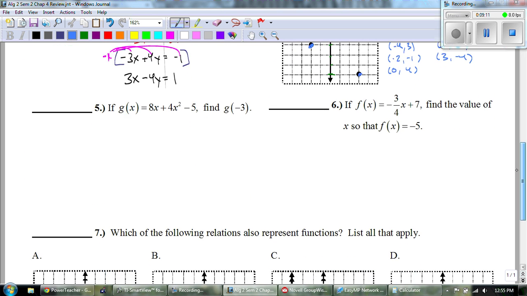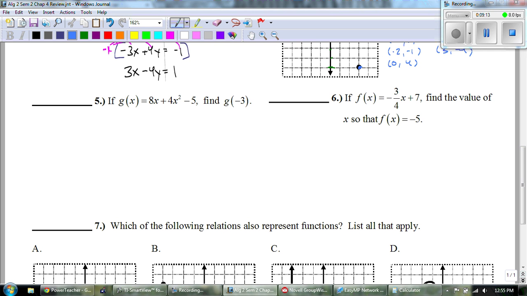All right, number 5. If g of x equals 8x plus 4x squared minus 5, find g of negative 3. So all we have to do is take this negative 3 and substitute it. We're going to plug it in for x. Okay? So I have g of negative 3. Everywhere I see an x, I'm going to plug in that negative 3.